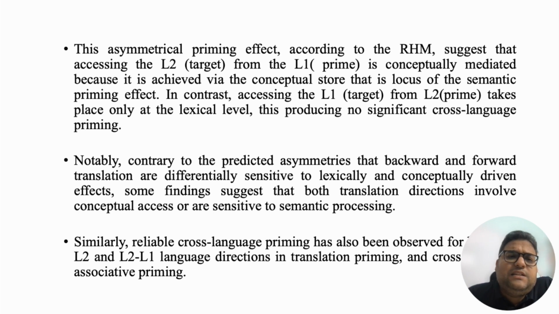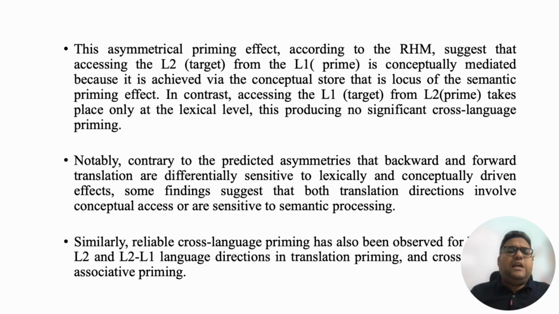And this basically suggests that accessing the L2 target from the L1 prime is conceptually mediated because it is achieved via the conceptual store, which is the locus of semantic priming effects. In contrast, accessing the L1 target from the L2 prime actually takes place only at the lexical level and therefore produces no significant cross-language priming. Notably, contrary to the predicted asymmetries in backward and forward translation, these effects are differentially sensitive to lexically and conceptually driven effects, and some findings actually suggest that both translation directions involve conceptual access and are sensitive to semantic processing. So there are these mixed explanations that are emerging.